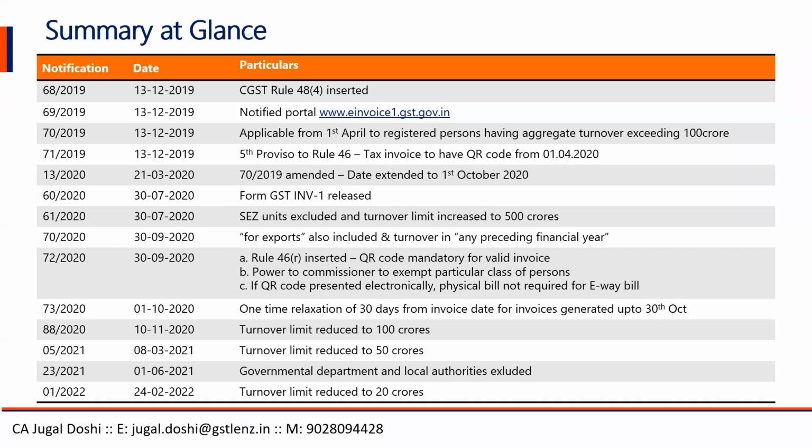But then, as we all know, due to the COVID lockdown, there were many deferments. On 21st March 2020, when the lockdown was announced, through notification 13/2020, it was amended and the date was extended to 1st October 2020. The turnover limit was still 100 crores. Then on 30th July, they released Form INV-1. It is a very detailed form, and as a professional, I would suggest we should go through it at least once.